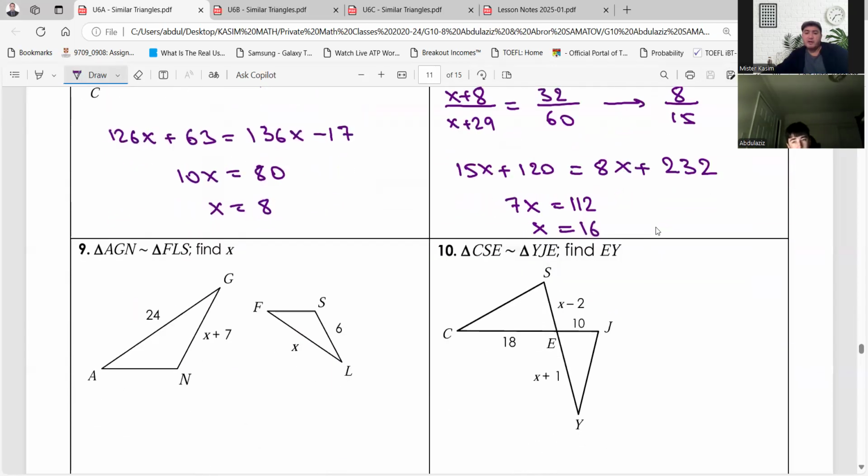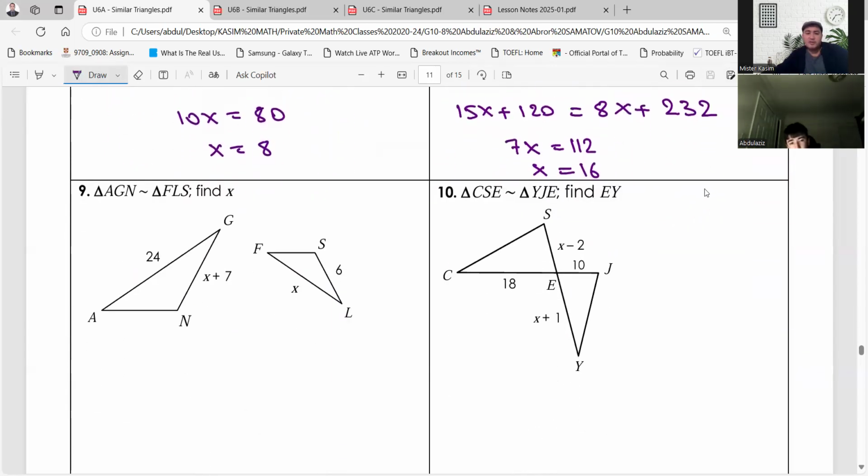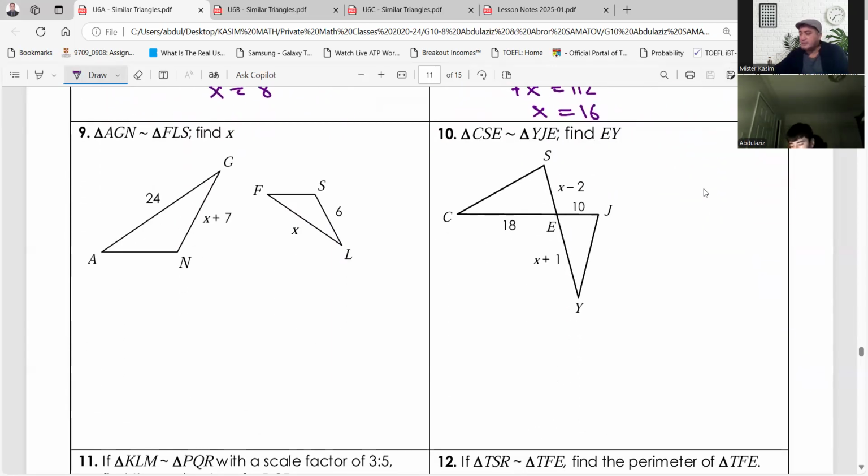Abdulaziz, now I will give you some time. You do question 9. Can you do this in 90 seconds? Write your ratio and calculate and tell me what is x.